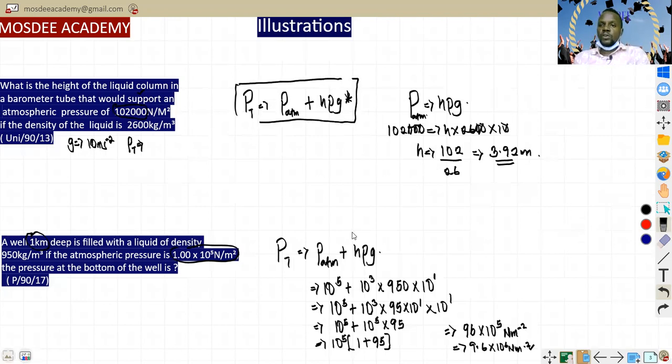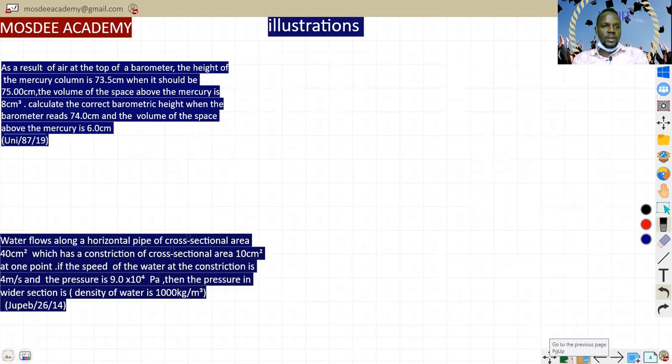So we have 2 more illustrations, I guess, and let us quickly look at that before we call it a day here. The other 2 illustrations we have here are, yeah, fine. I believe we can see this. Now, the third one, which is illustration 3, is as a result of air at the top of a barometer. The height of a mercury column is 73.5.